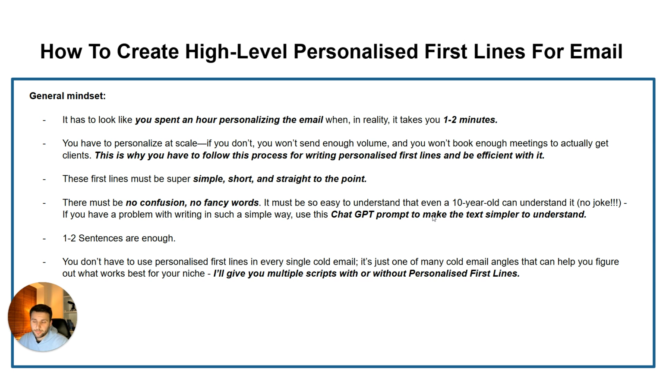These first lines must be super simple, short, and straight to the point. There must be no confusion and no fancy words. It must be so easy to understand that even a 10-year-old can understand it, and I'm not joking. I already told you this. If you have a problem writing in such a simple way, use ChatGPT to make the text simpler to understand. One or two sentences are enough.